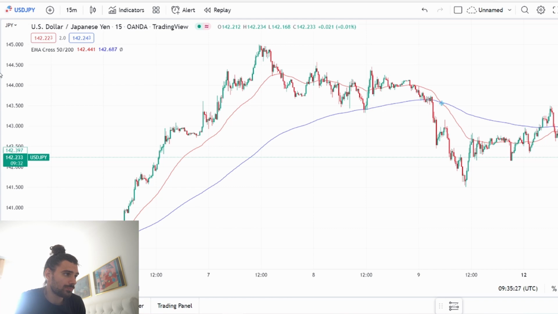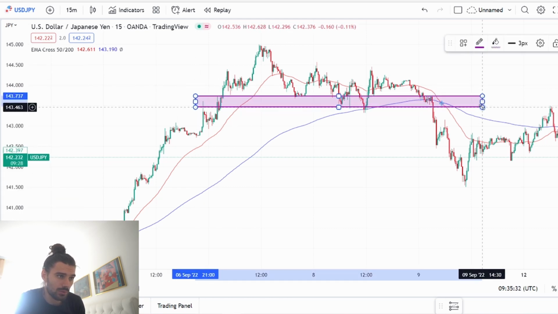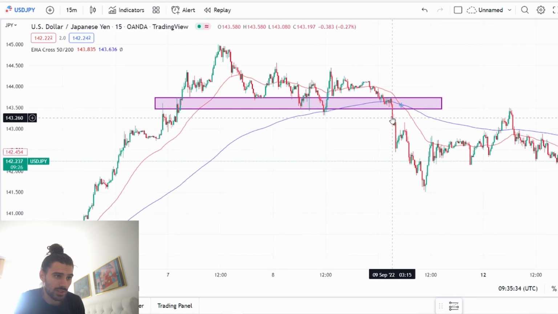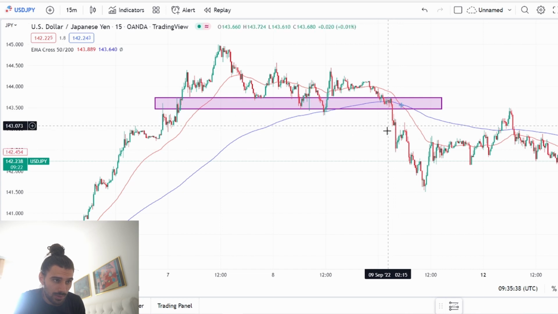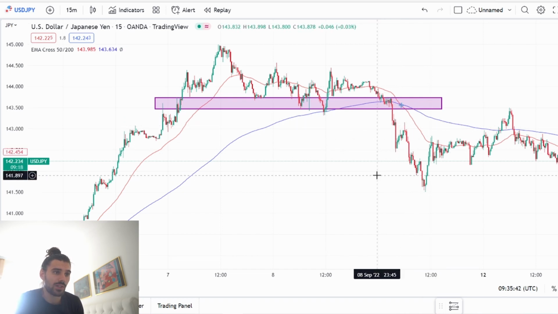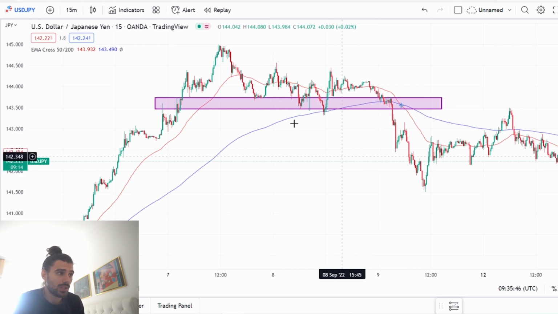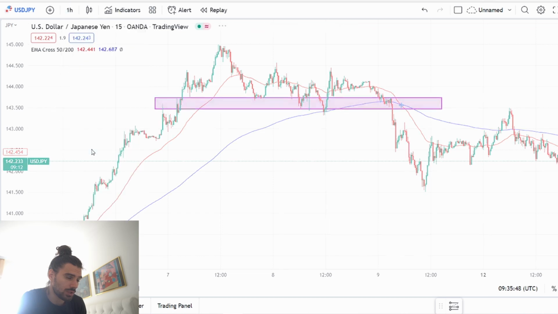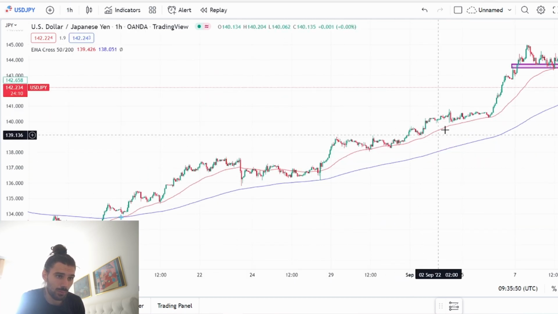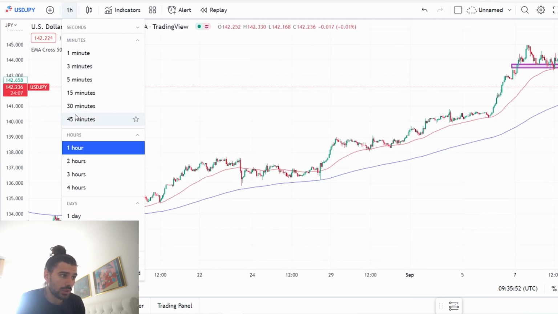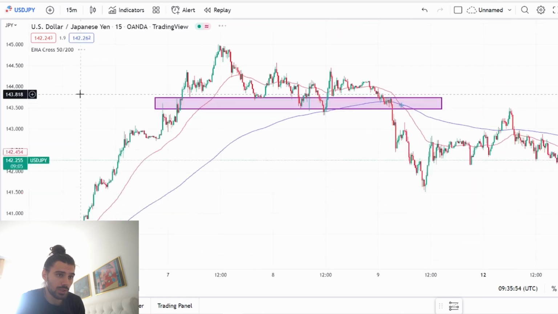Since we can see here, we broke the structure, this one right here, which was previously a support and resistance area. We had this huge candlestick breaking, followed by this second huge red candlestick. So now I can identify that the market is bearish. Might not be bearish for too long, since if we go now and check the 1-hour chart, we can see the market is pretty bullish. So overall trend here in this case is pretty bullish.